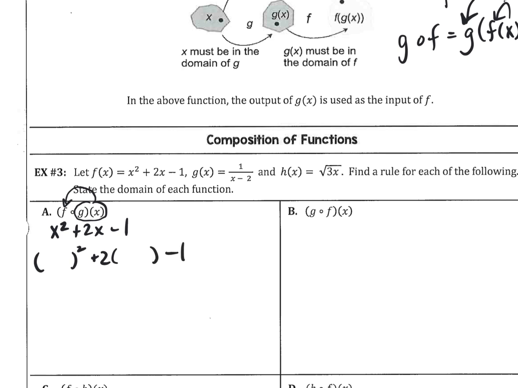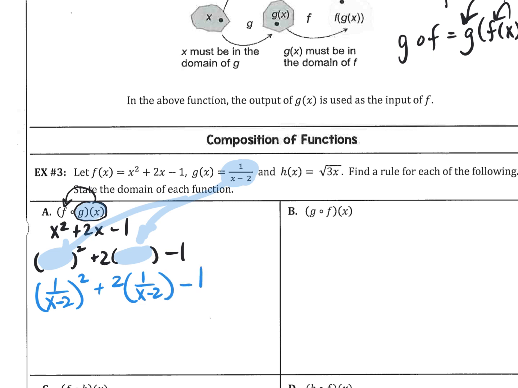And guess what we're going to plug in there? What does it say to plug in? It says to plug G in, doesn't it? So whatever G of X is, which in this case is 1 over X minus 2, that goes in here, and that goes in there. So we're going to have 1 over X minus 2 squared plus 2 times 1 over X minus 2 minus 1. And then we're going to clean it up a little bit.